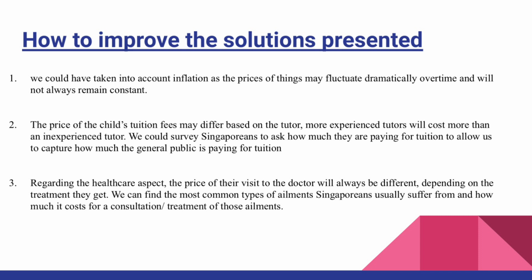How can we improve these solutions? Number 1, we could have taken into account inflation, as the prices of things may fluctuate dramatically over time and will not always remain constant. Number 2, as stated before, the child's tuition fees may differ based on the tutor. We can survey Singaporeans to ask how much they are paying for tuition to allow us to capture how much the general public is paying for tuition.